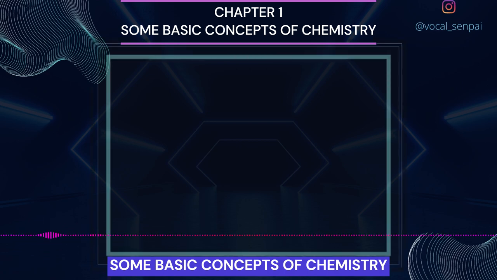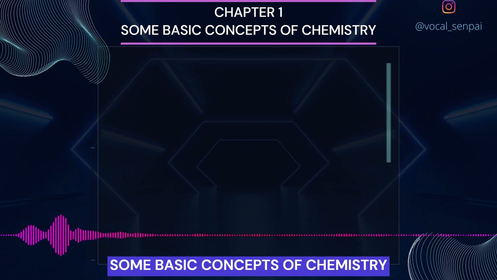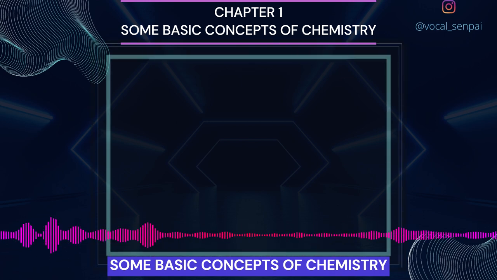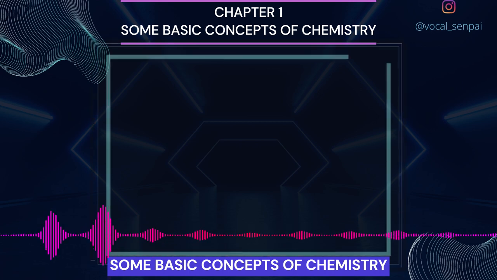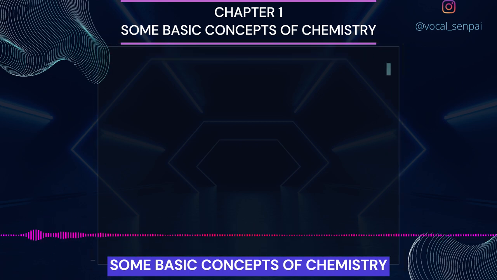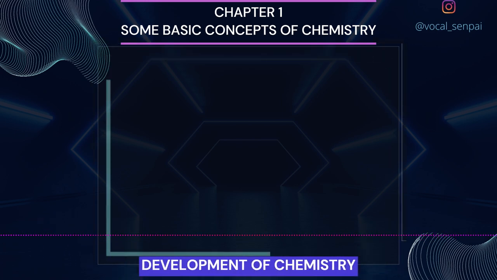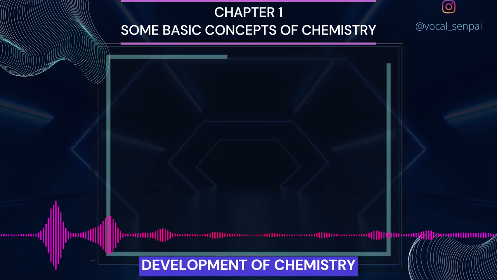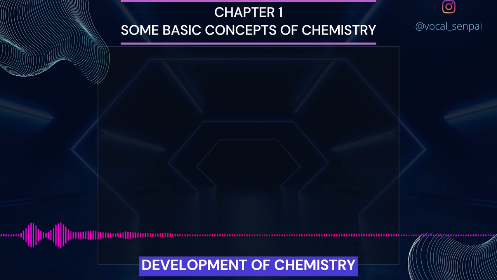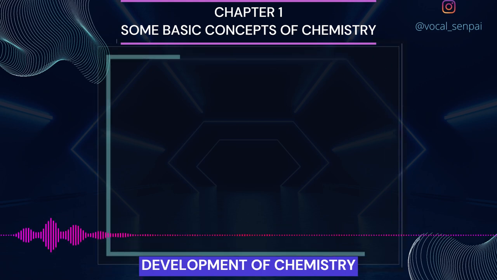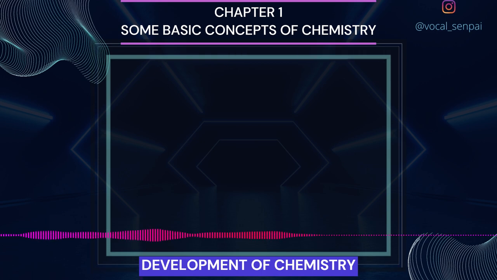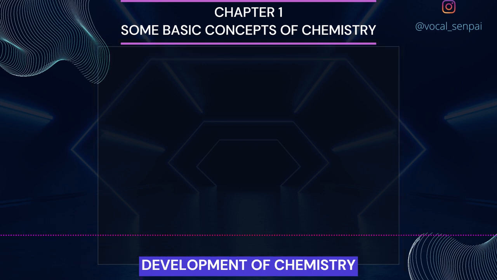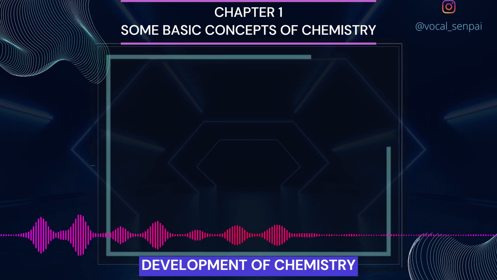For the sake of convenience, science is subdivided into various disciplines: chemistry, physics, biology, geology, etc. The branch of science that studies the preparation, properties, structure, and reactions of material substances is called chemistry. Development of chemistry. Chemistry, as we understand it today, is not a very old discipline. Chemistry was not studied for its own sake, rather it came up as a result of search for two interesting things. 1. Philosopher's stone, Paras, which would convert all baser metals, example, iron and copper, into gold. 2. Elixir of life, which would grant immortality.